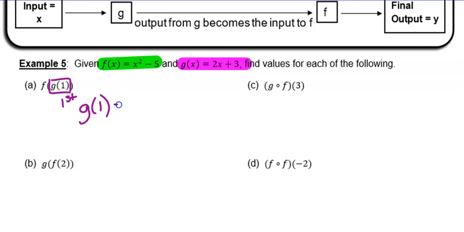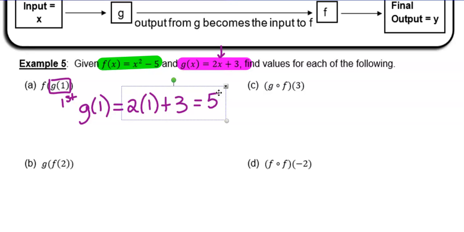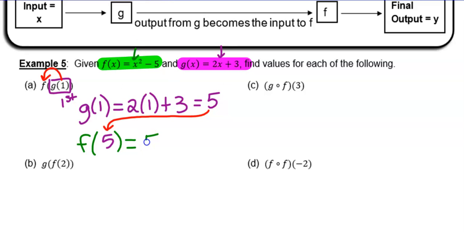G of 1 means that x is 1, so we're going to input a 1 wherever the x is. So 2 times 1 plus 3, you can put that in your calculator and you'll get 5. Then you take that answer and put it into f, the green function. So f of 5, because this answer gets put in wherever the x is. So x is right there for squared, so it's going to be 5 squared minus 5.